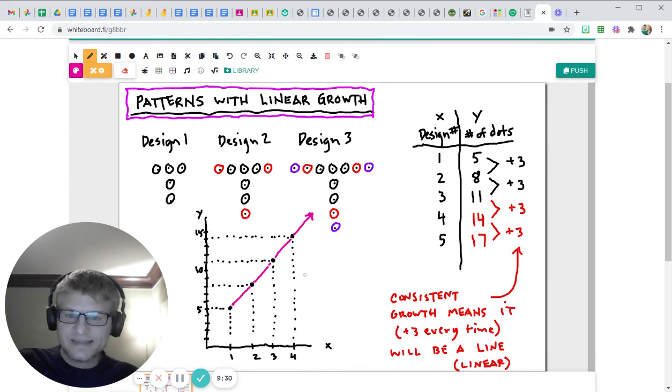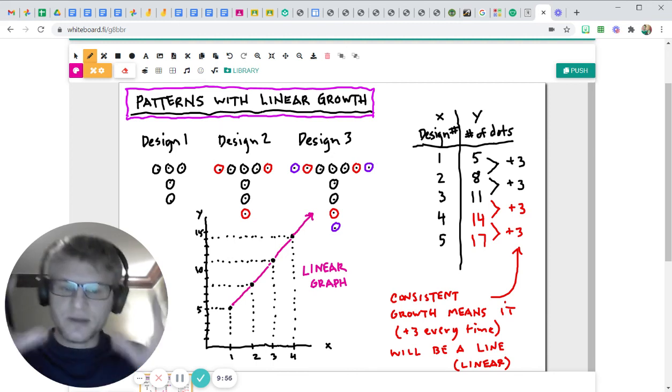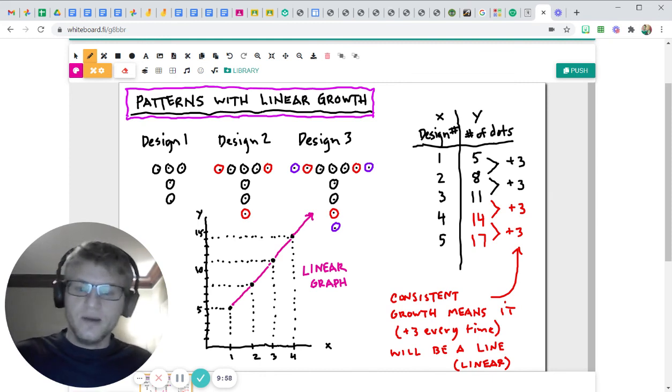So this is a linear, I'm going to write this here, linear graph, right? Because it is going up by plus 3 every time. Consistent means it goes up by plus 3 every time, and it will be a line. So you notice this. You notice it works. You notice that every time we're adding the same 3, the dots spread out a little bit. And what's happening is consistent growth.